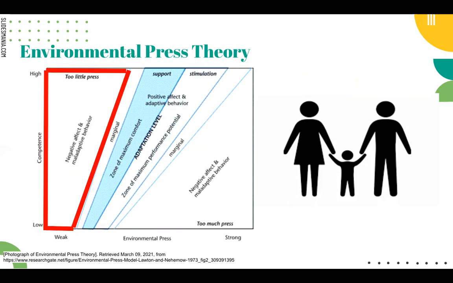as much as possible. Even though I appreciated their support, I started to get upset feeling that I lost my independence and this affected my self efficacy. I didn't know how to cope with these changes, and so I landed in this red zone for negative affect and maladaptive behavior on the environmental press theory graph.